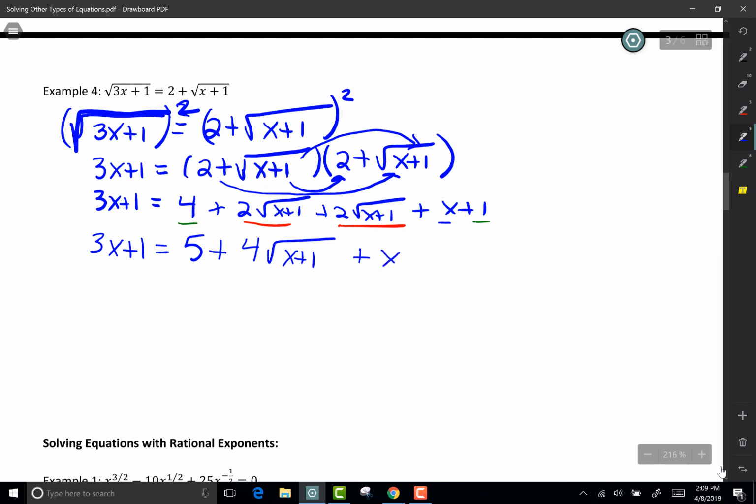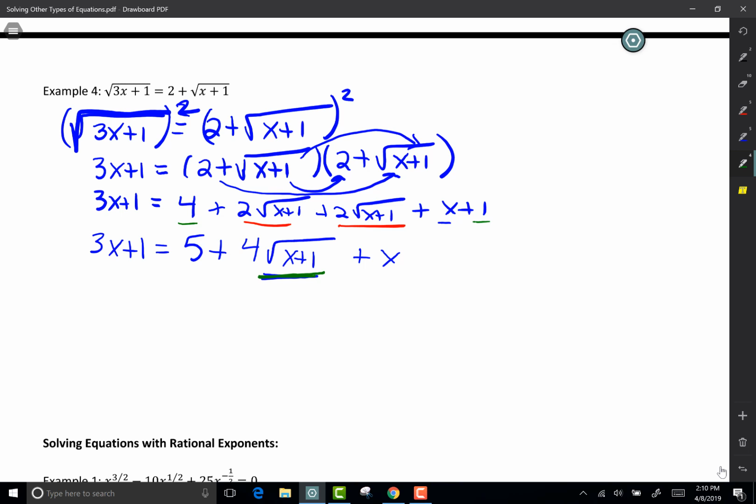So I still have this square root here. So I'm going to have to square this one more time, which means I have to isolate the square root first. So I'm going to get everything to the other side and get that square root of x plus 1 by itself. And we're going to repeat the process one more time. So again, this isn't hard. It's just kind of long and messy.